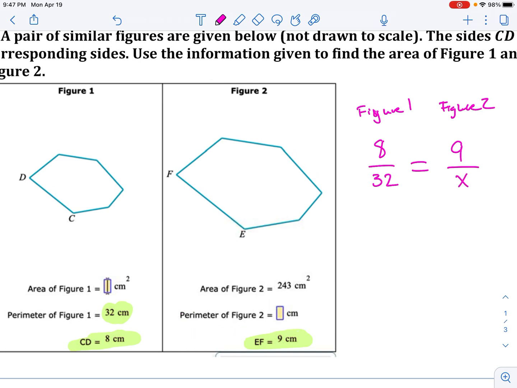And now with that, we can cross multiply to figure out what X equals. So it's going to take me a second to do that. I got 36. So X equals 36. And that would go right there. Okay, so that first one's done.